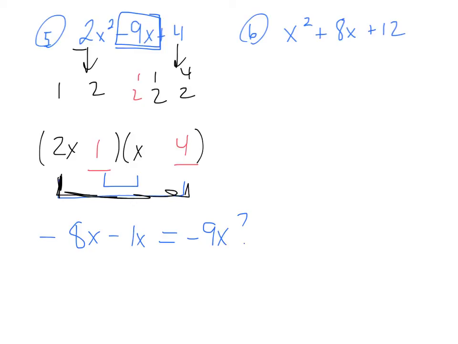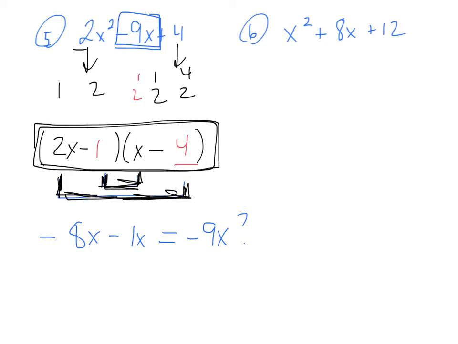Which means 2x times your 4 needs to be negative 8. Well, that can only happen if that term's negative. 1x needs to be negative. Well, that could also only happen if that term is negative. So see, again, we got lucky, but if that didn't work out, if we did the outside times the inside and it couldn't come out to negative 9x in any circumstance, what you would end up doing is trying a different combination of factors. All right, very good.